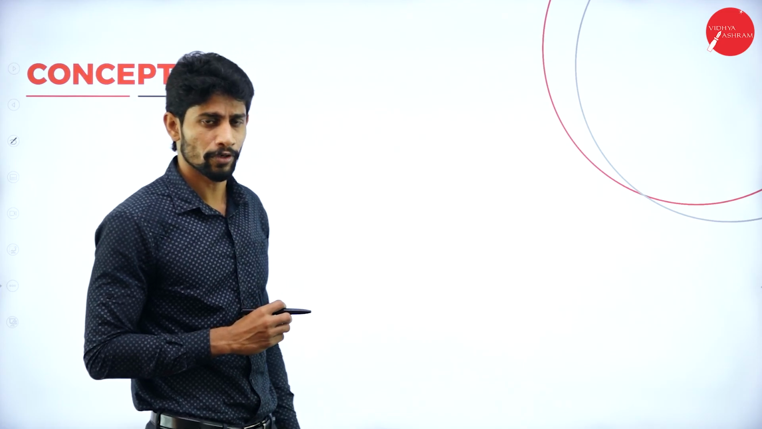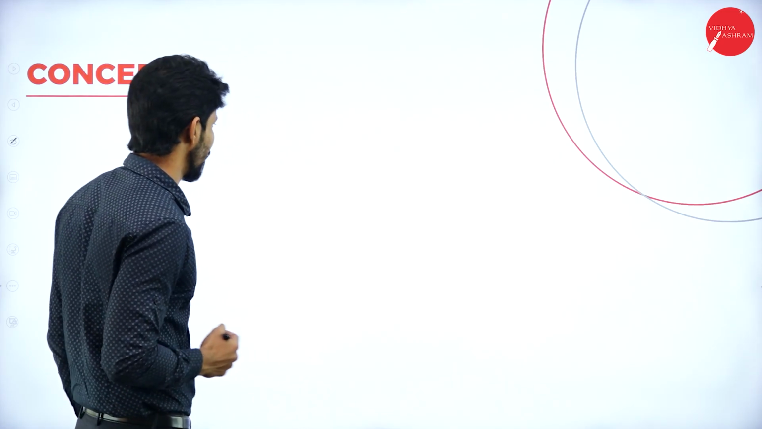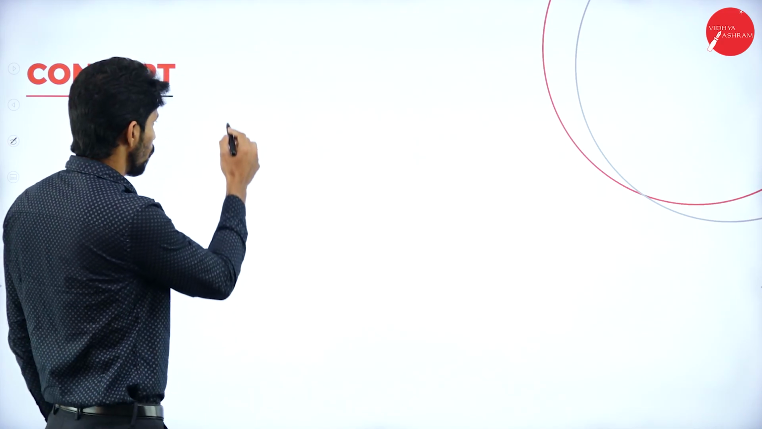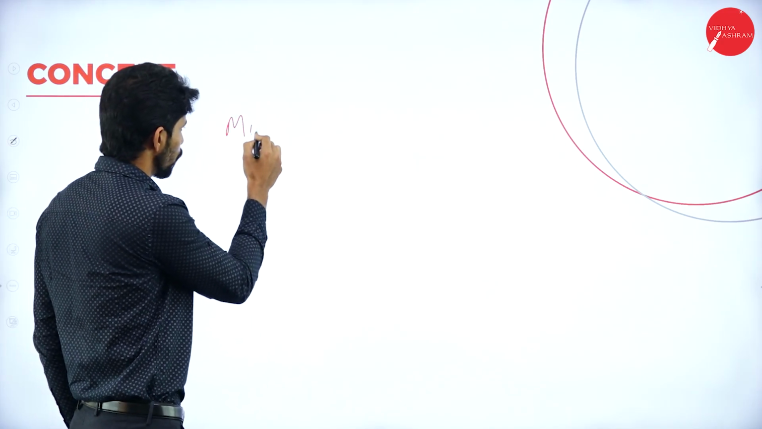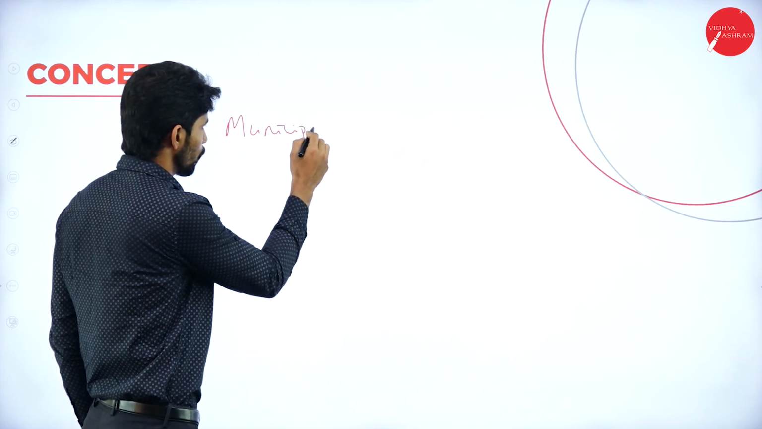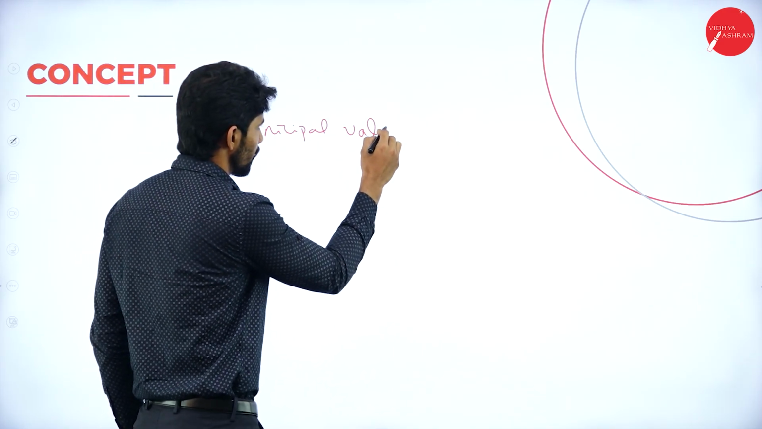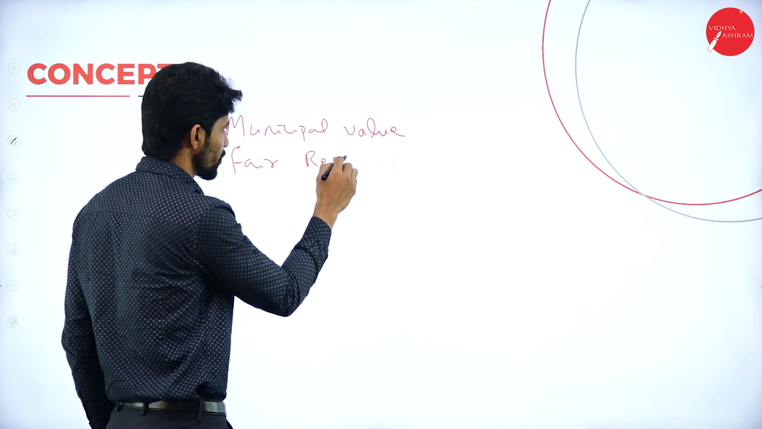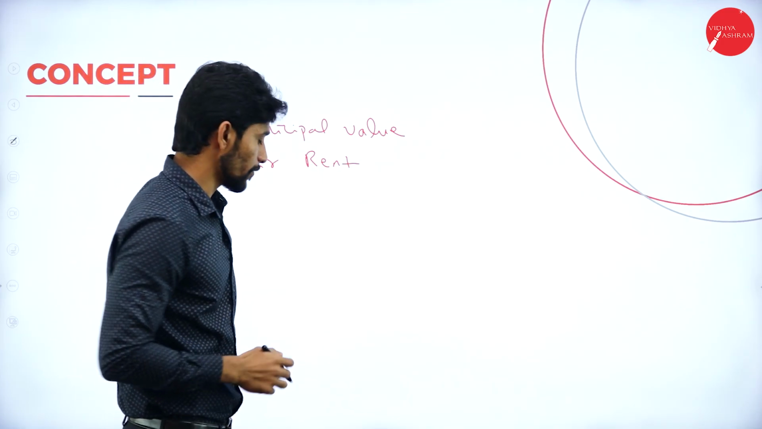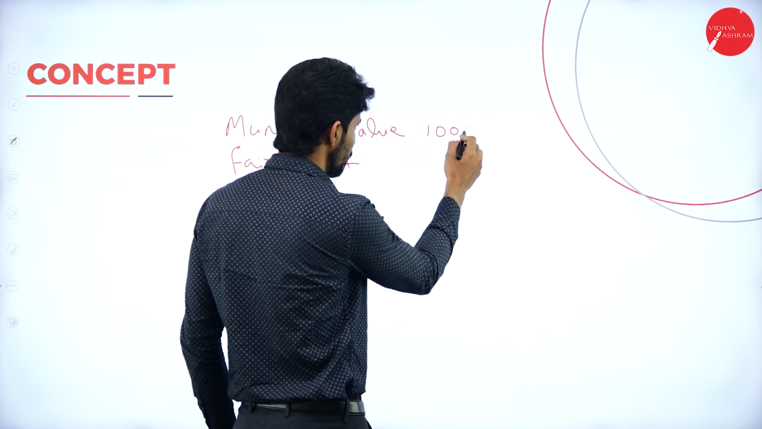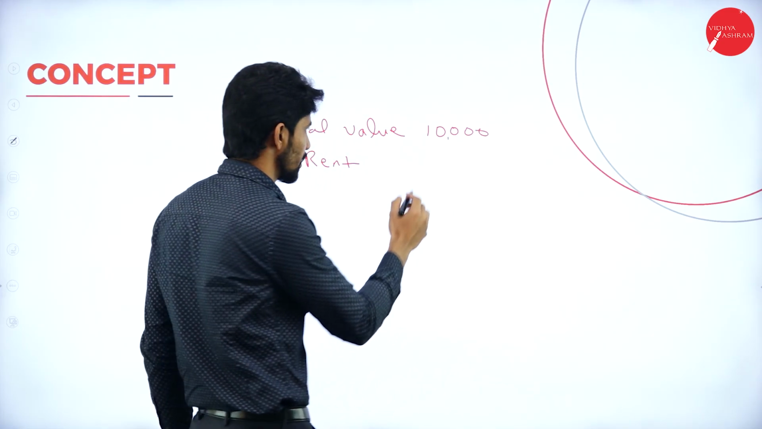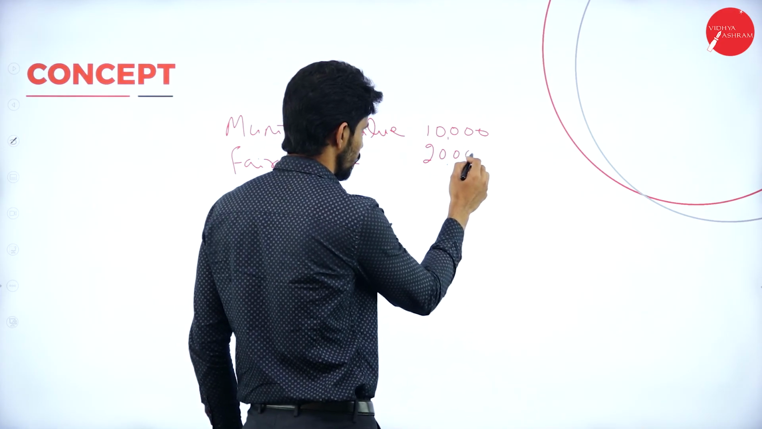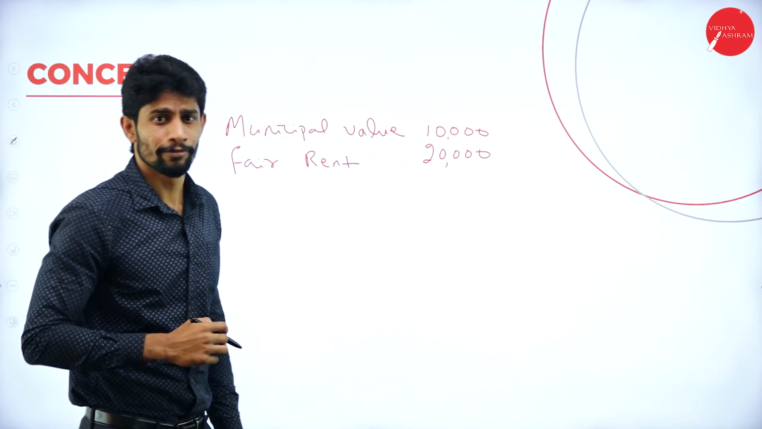We have a simple trick to find out the gross annual value for computation of income from house property. So what is that simple trick? Very easy. 4 components are required. What are those 4 components? Municipal value, fair rent, standard rent and actual rent. So first, for example, municipal value is 10,000 and fair rent is rupees 20,000.